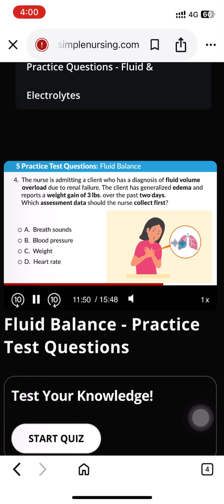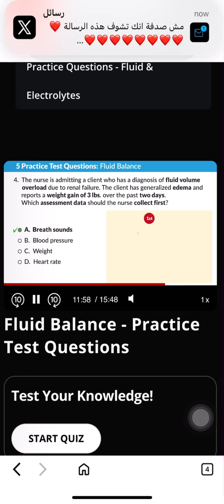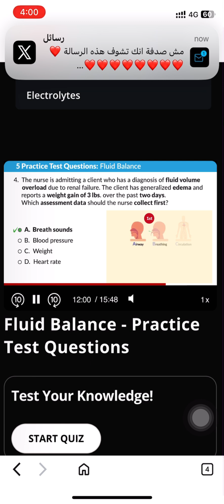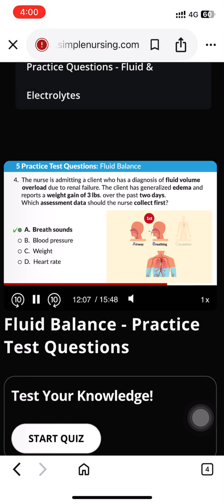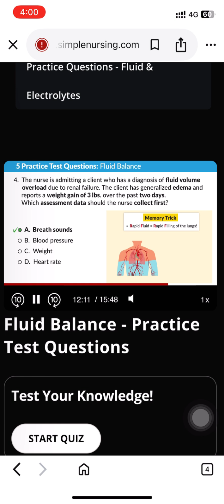So answer option A would be the most correct, assessing the breath sounds. Now, this is the most correct as breathing is critical. This should be assessed first, as airway and breathing are always assessed first. But specifically for this client, as fluid is filling up the body and soon the lungs as well. So rapid fluid, remember, this means rapid filling of the lungs, called pulmonary edema. It's very, very deadly, as the client can drown in their own fluids.